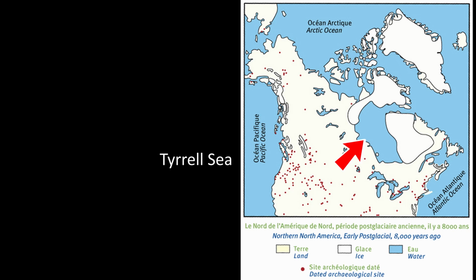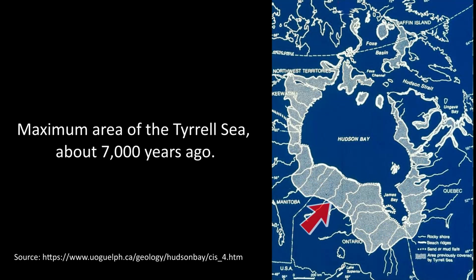You can think of the Tyrell Sea as another name for the prehistoric or ancestral Hudson Bay. The Tyrell Sea existed only during the last stages of the retreat of the Laurentide ice sheet. The Tyrell Sea filled the basin created by the weight of the Laurentide ice sheet. About 7,000 years ago, and because the basin of depressed land was so large, the Tyrell Sea achieved its maximum extent, as shown in this image. That maximum extent was much larger than the modern-day Hudson Bay.